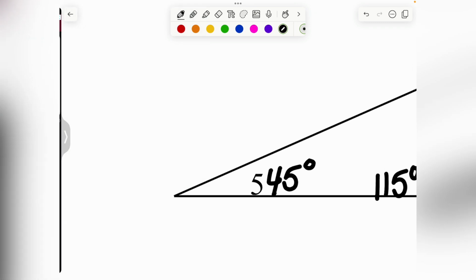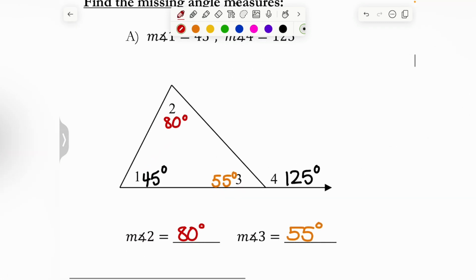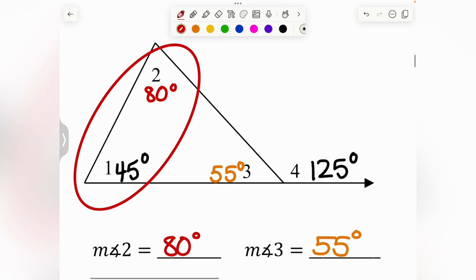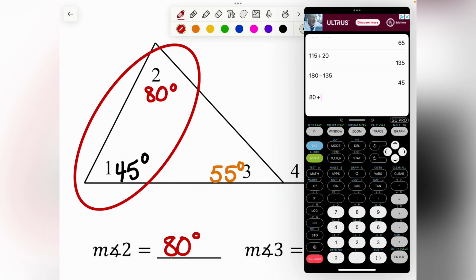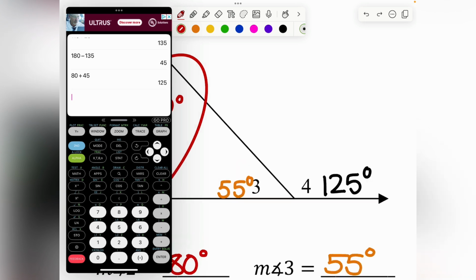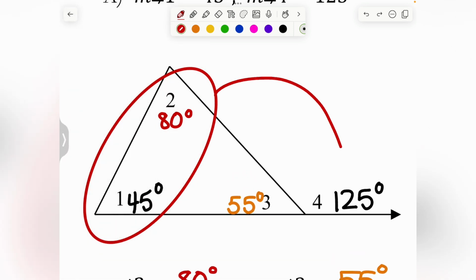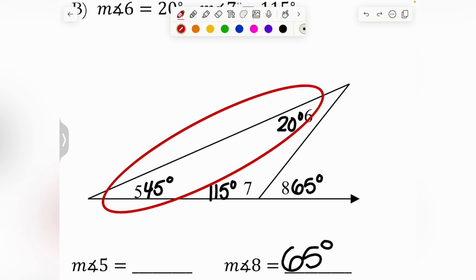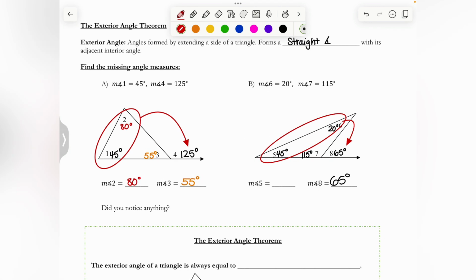So here's what we wanted you to notice. If you add together these two angles, the ones that are not touching this exterior angle, let's see what happens. 80 plus 45 is 125. It's going to equal that exterior angle. Let's try it here. If I add the two angles that do not touch this exterior angle, 45 plus 20 is 65. That's the exterior angle theorem.